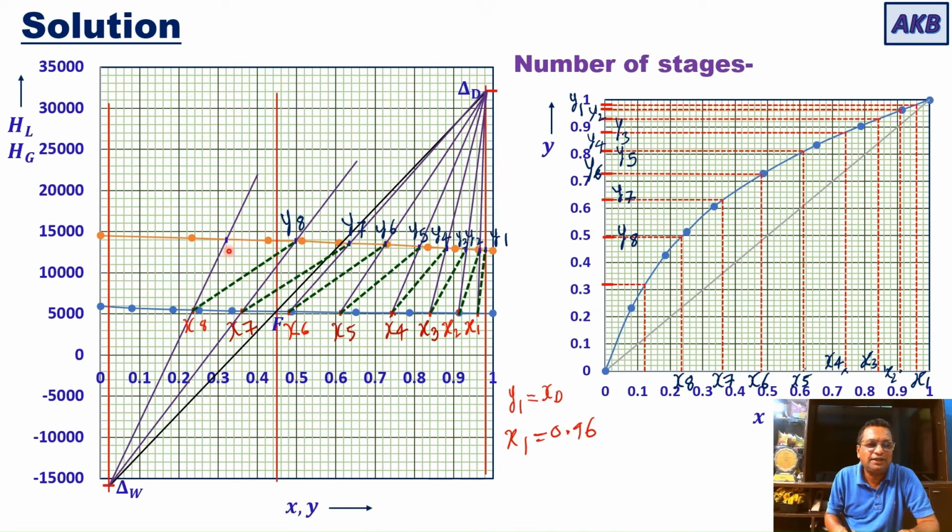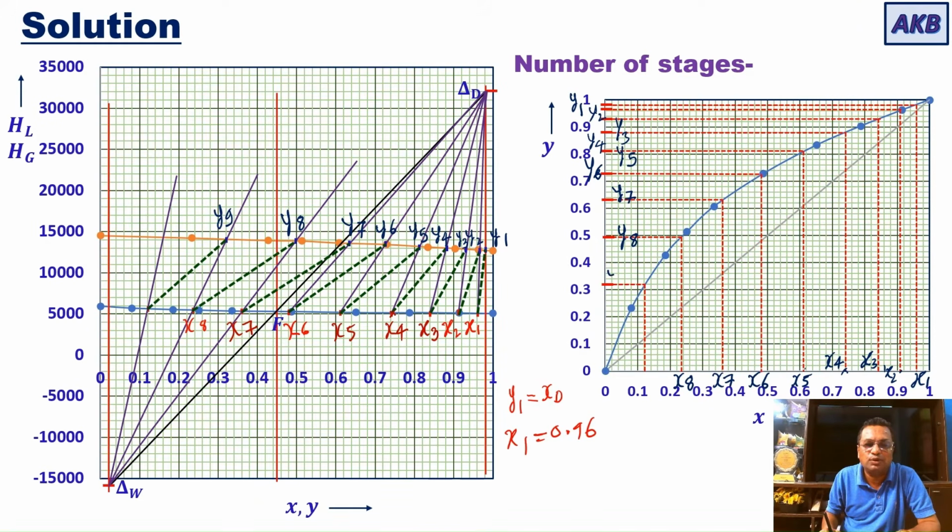Then we have to read the next value. For how long are we supposed to do this? Till we cross this vertical line through XW or delta W, you can say. So now let us read this y value. This will be y9. And what is that value? It is 0.34. So let us come back to the distribution diagram. So 0.3, not 34, it is 0.32.